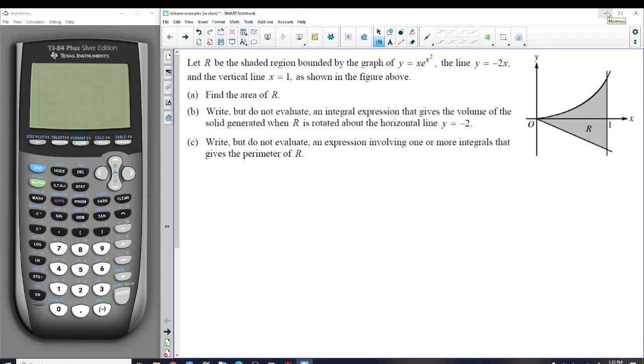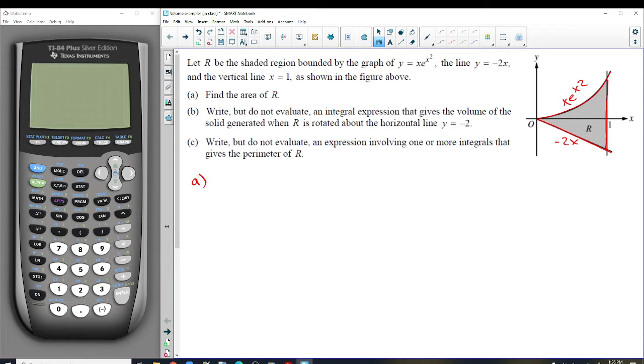All right, we start out with: let R be the shaded region bounded by the graph of y equals x e to the x squared. So we have to identify the equations. And so there's the curve x e to the x squared. Negative 2x is this line. And then it says, and the vertical line x equals 1, which is over here on the end. So this is x e to the x squared. That's negative 2x there. Find the area of R.